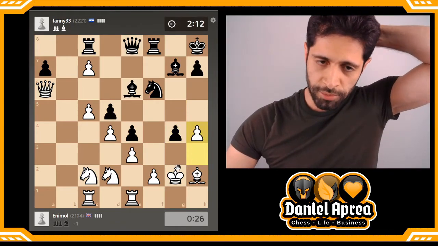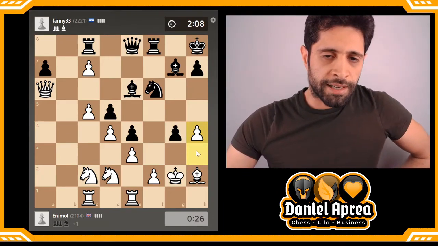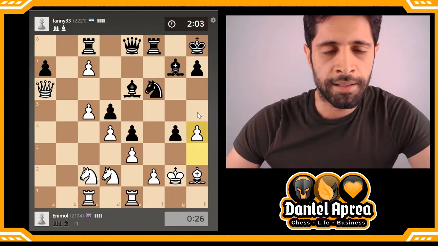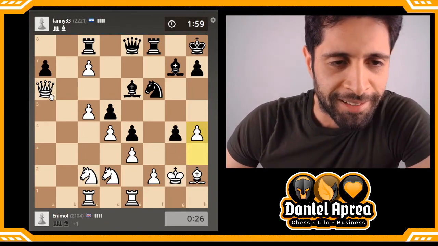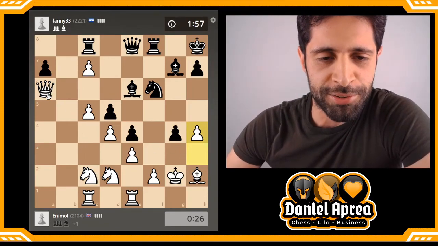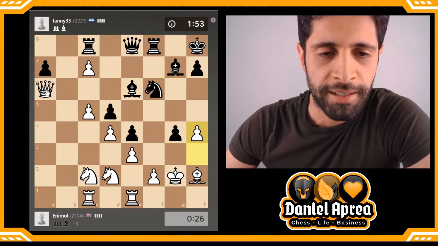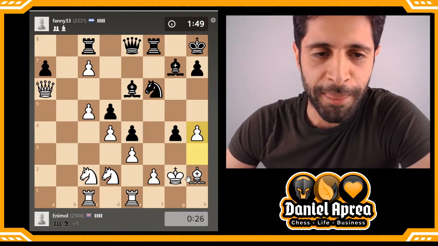So I'm gonna play this. I'm just trying to close the position. So instead of taking this pawn, I prefer to leave it on the board. It's gonna be a little bit of a shield for my king, and I'm probably gonna lose on time anyway, but it's okay. It's mostly instructional, and it's not a rated game, so it doesn't really matter.